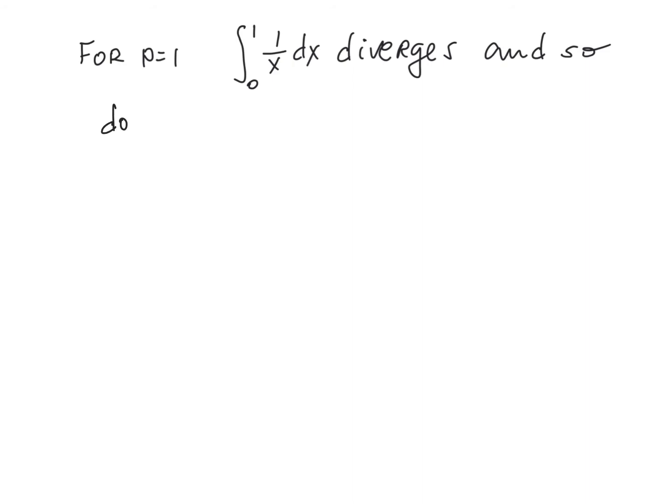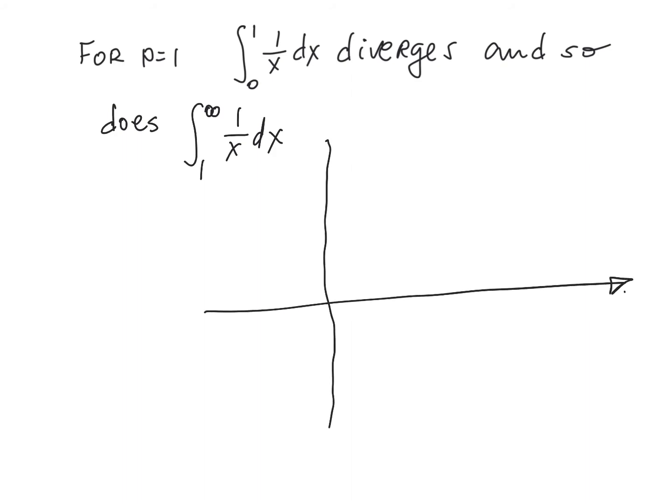So now we want to summarize what we did over the last couple of videos. For p equals 1, the integral from 0 to 1 of 1 over x dx diverges. And so does, as shown in an earlier video, the integral from 1 to infinity of 1 over x dx. So both of these integrals diverge, and we can use the picture to show what that means.